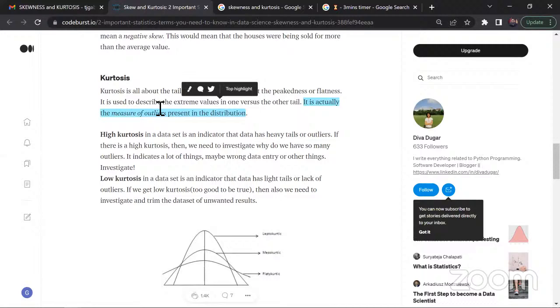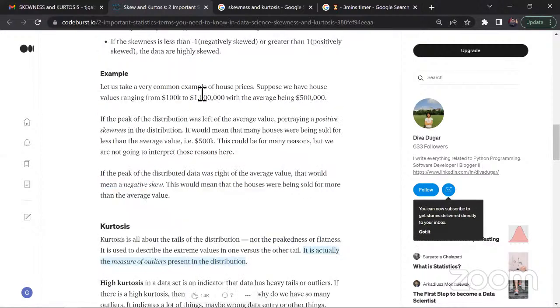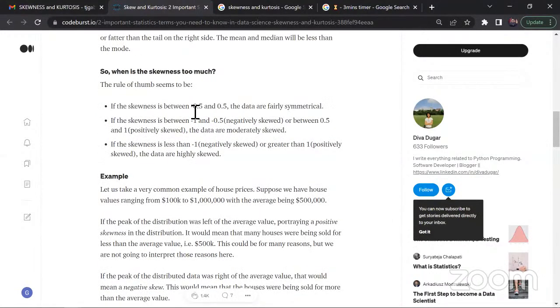Kurtosis versus skewness. And also if you say skewness, we can't expect a bell curve all the time, right? If it is a bell curve, then there is no randomness between mean and median. Everything is equal. So if the skewness is between -0.5 to +0.5, for negative skewness -0.5 and for positive skewness 0.5, the data is fairly symmetrical, we can say.